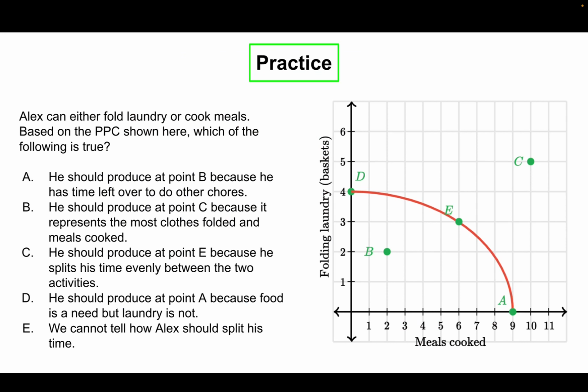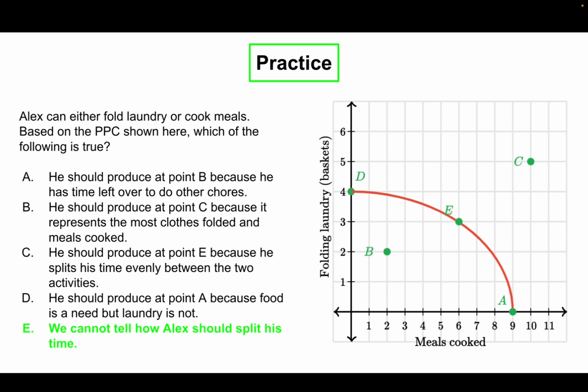So in this case, the correct answer is E. We cannot tell how Alex should split his time. What's important to understand about the production possibilities curve is that it cannot tell us which point on the curve is the most preferable. Points D, E, and A on this production possibilities curve are all equally efficient. So, in other words, all 3 points are using all of our resources, but we have no idea which of these three Alex should pick.